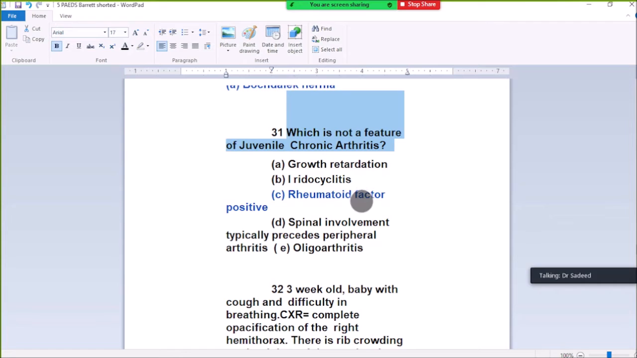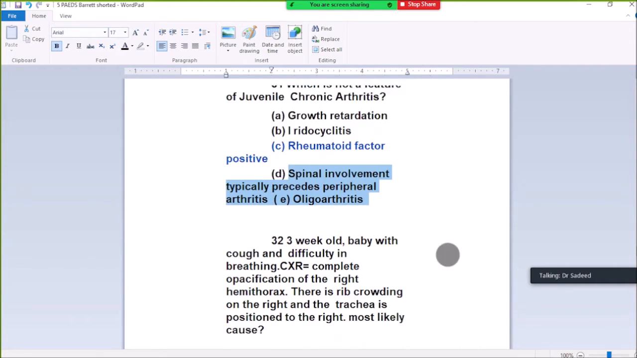31. Which is not a feature of juvenile chronic arthritis? Rheumatoid factor positive. In juvenile chronic arthritis, rheumatoid factor is not positive in children. The rest are all present, such as spine involvement and oligoarthritis.